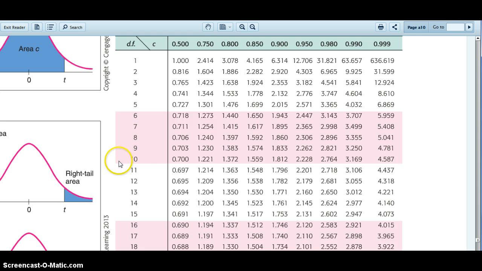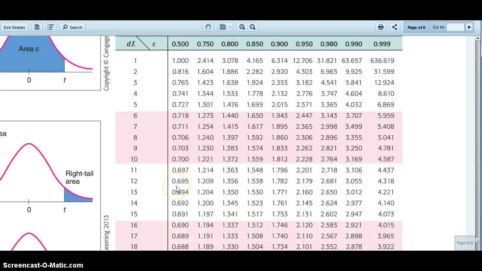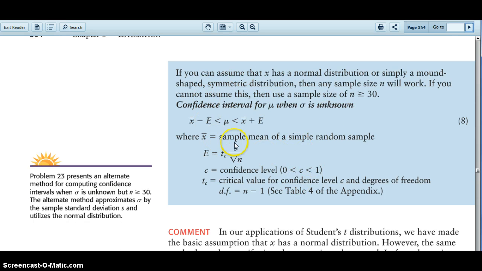So if you had 10 things in your sample size, the degrees of freedom is 1 less than that. You'd be looking at the row 9. If you had 20 things in your sample, your degrees of freedom would be 19. So you would look at that row. So find the critical value in the table that you need, and then plug it in to the formula we looked at on page 354.